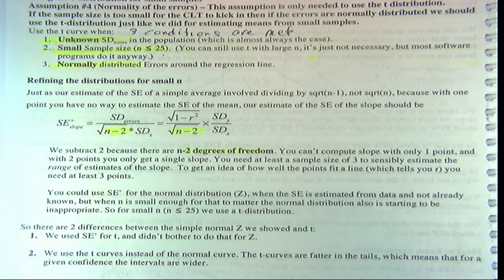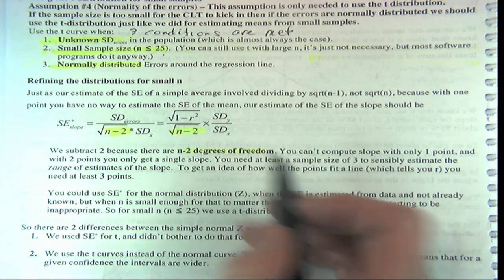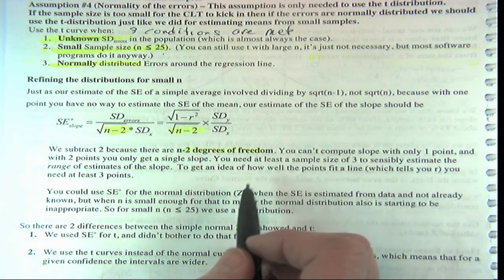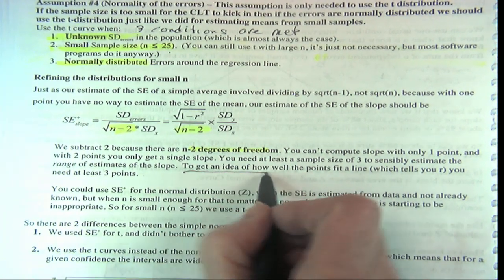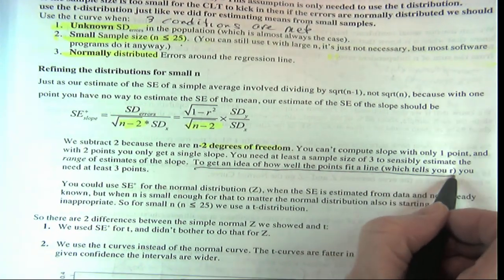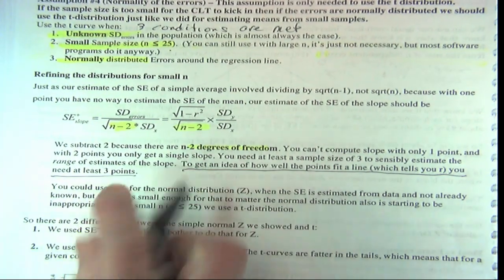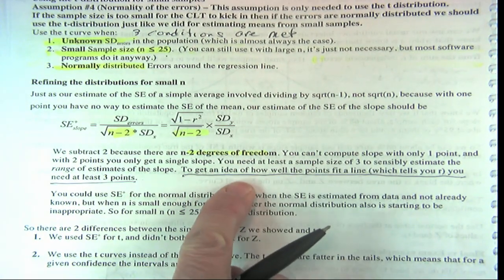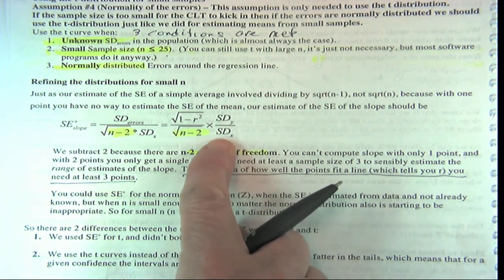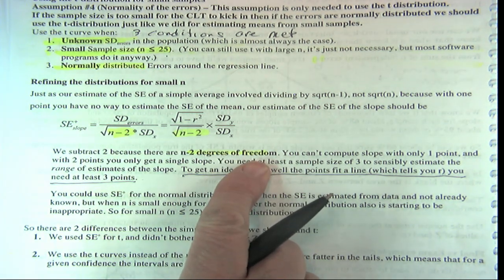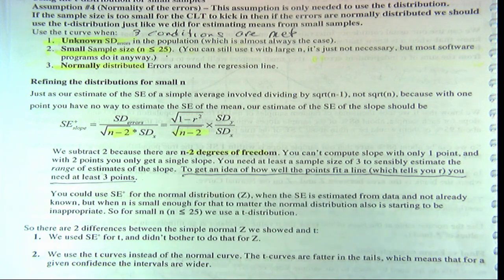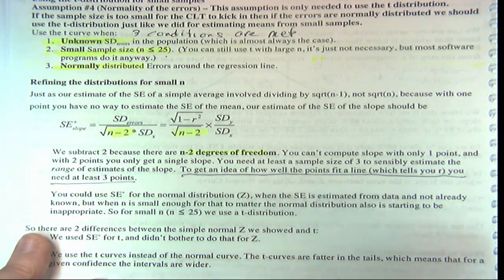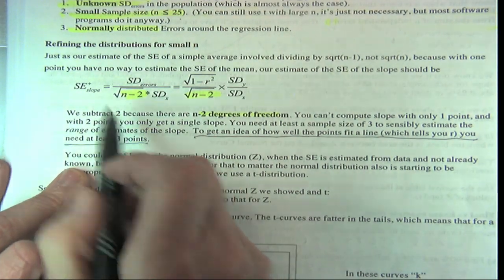You have the mean, and then the degrees of freedom are all the points around that. Now 2 points describe a line, so we have n minus 2 degrees of freedom. To get the idea of how well the points fit a line, which tells you you need at least 3 points. So n minus 2 degrees of freedom. Okay, that's the idea. If we add another slope, we'll have n minus 3 degrees of freedom if we had a plane as our model, because 3 points would describe a plane.